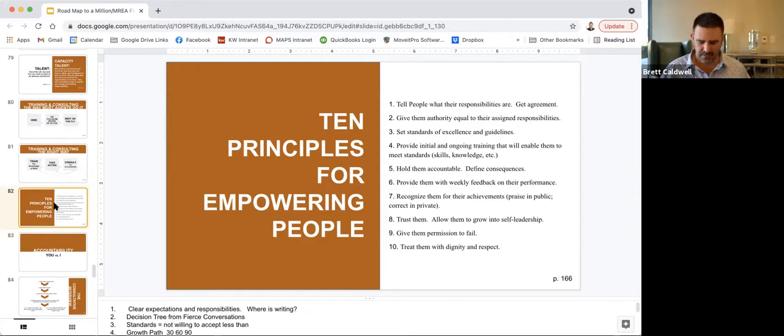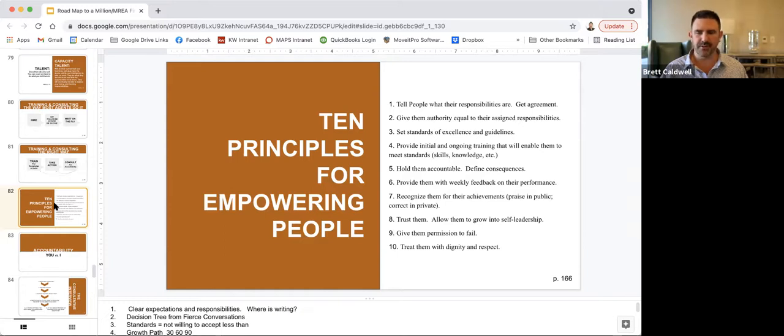Recognize them for their achievements, praise in public and correct in private. I'll be the first to admit, I'm not great at recognition. People that work with me sometimes know that I'm not really good at saying, hey, great job, pat on the back. I have to be purposeful about that. If I really want to empower people, I have to find a way, because some people need that. If you want to empower people, you certainly need to recognize them for their achievements. And then if there's ever an issue, best practice is always correct in private.